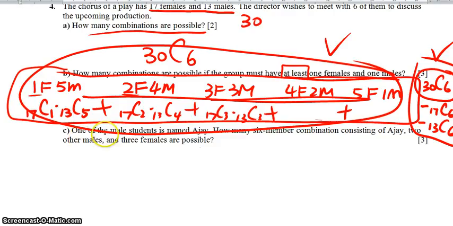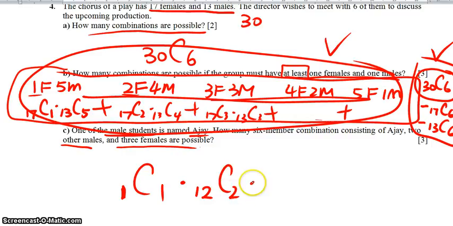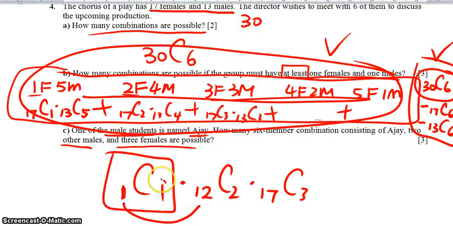Finally, one of the male students is called AJ. How many 6-member committees consisting of AJ, 2 other males, and 3 females are possible? First, there's only one AJ. You choose the one AJ, a unique person. Now it's left with 12 males. You choose 2 of them, and you still have 17 females standing there, and you choose 3 of them. So here it's 13 males, but you take out AJ because you have to choose him. So there's only one AJ to choose from. That's how you put this together.